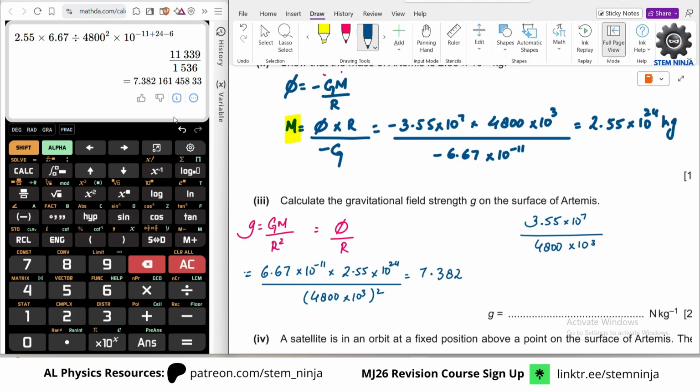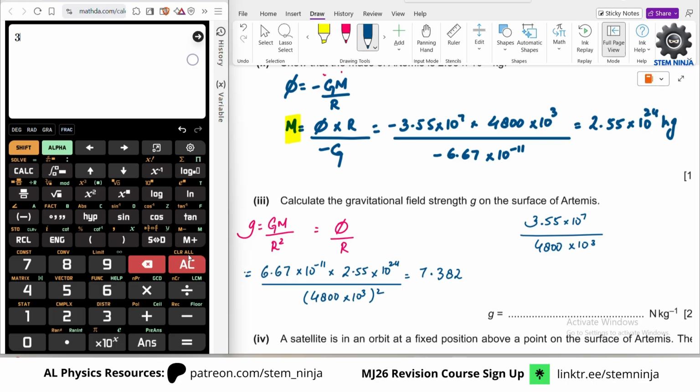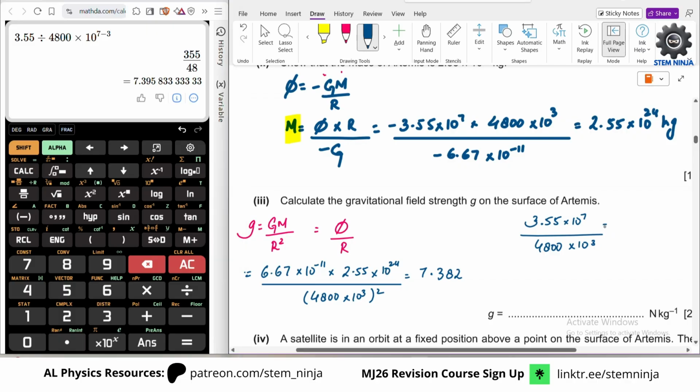Let's see whether we get the same thing on that also. 3.55 divided by 4800 times 10 raised to power 7 minus 3. As you can see, 7.395. To two significant figures, this is almost similar, so that's 7.4 newton per kg.